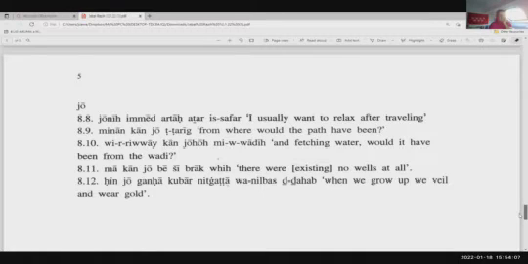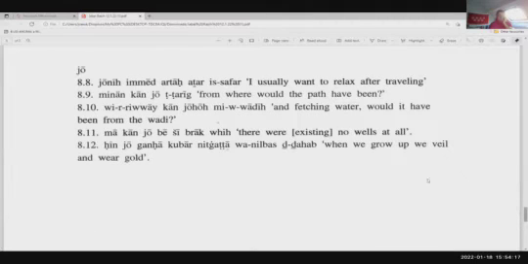And then we've got jo, joni imed arrah, artah, athar safar, usually. Whoops, sorry. Minan kan jo tariq, from where the path would the path have been. And then you've got gad, which loses its da in front of pronouns.